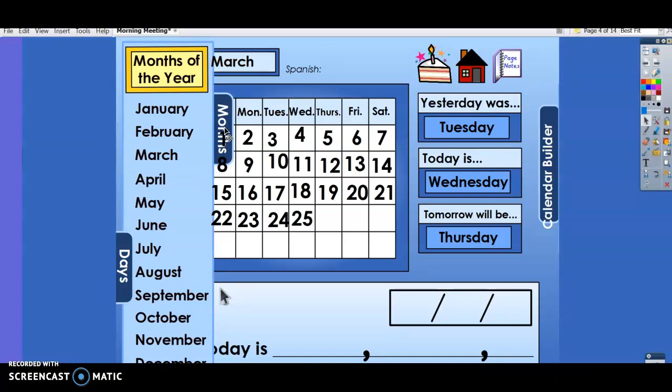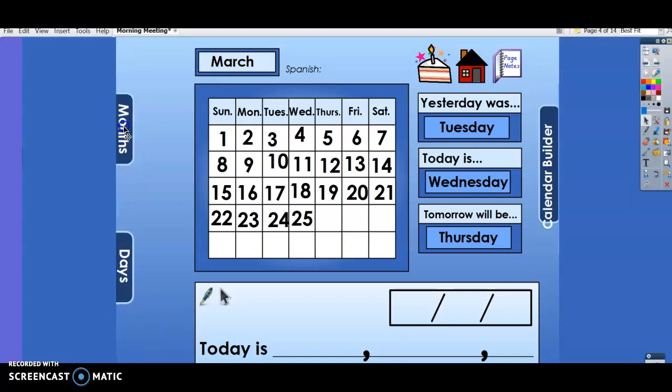So we would go January, February, March, April, May, June, July and August, September, October, November, December, 12 months in a year. We go again, January, February, March, April, May, June, July and August, September, October, November, December, 12 months in a year. And then we'll go really quick. January, February, March, April, May, June, July, and August, September, October, November, December, 12 months in a year.